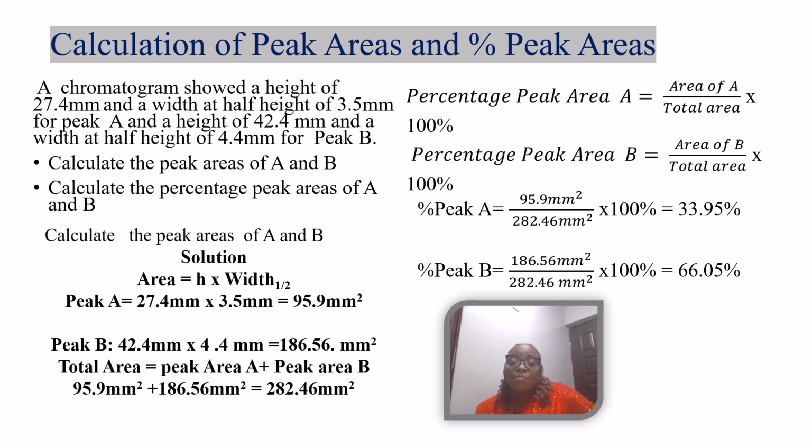And for percentage peak area of B, we applied the peak area of B, which was 186.56 mm², divided by 282.46 mm² times 100%, and we got 66.05%.